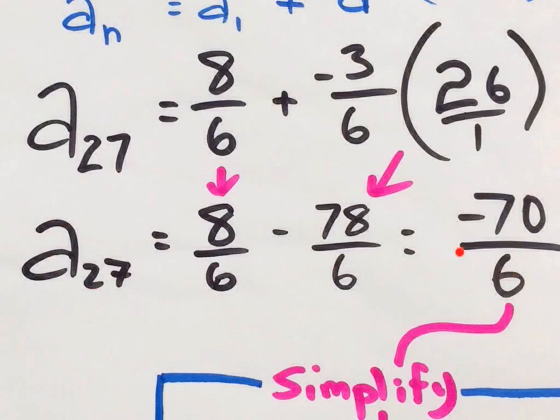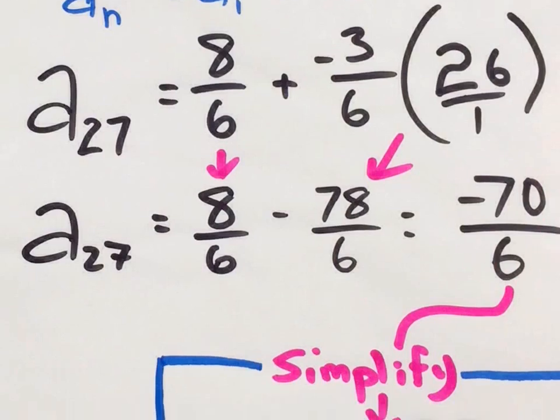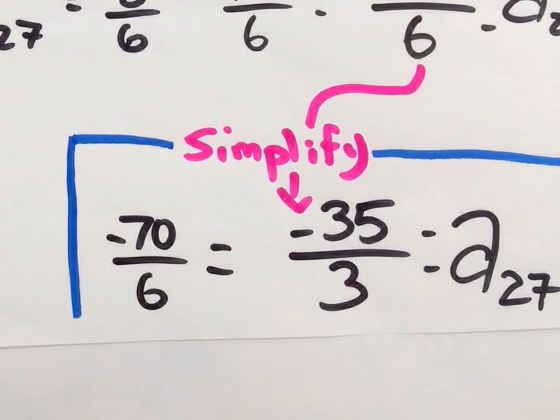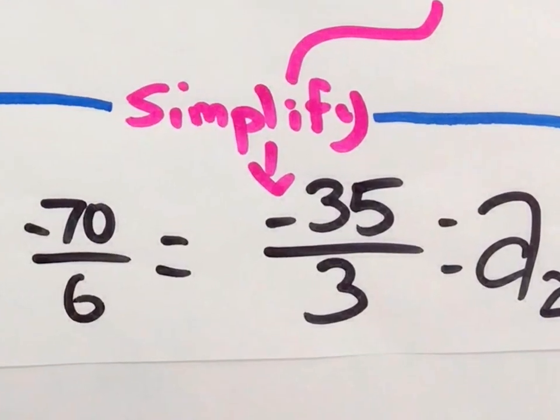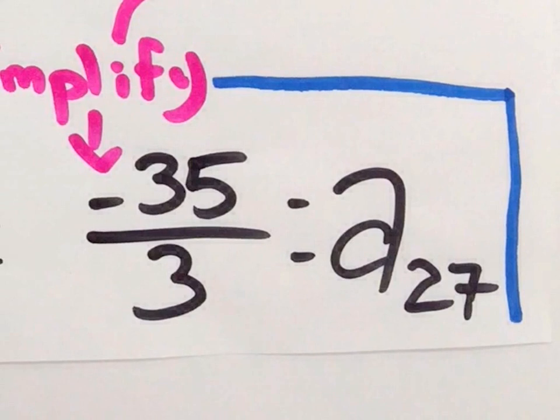So a sub 27 is -70 over 6, but we're not done. We've got to simplify. And to do that, we can actually divide it by 2. And the 27th term is -35 over 3. That is our answer.